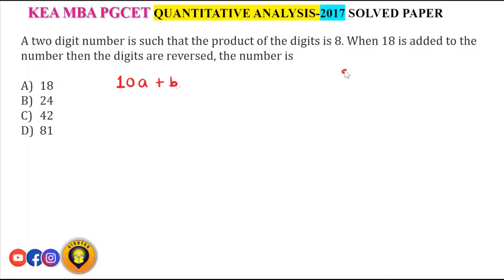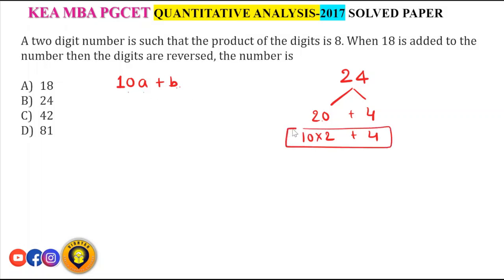Like 24. If I have to write 24, it is nothing but 20 plus 4, and 20 I can write as 10 into 2, plus 4. So this is in the form 10a plus b. Which are the digits? Digits are 2 and 4, that is a and b. Got it? a and b are the digits here.